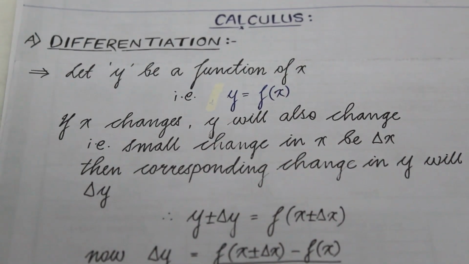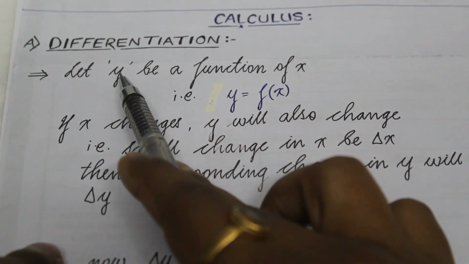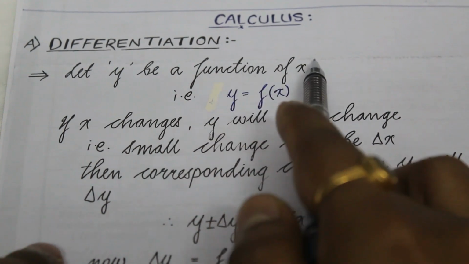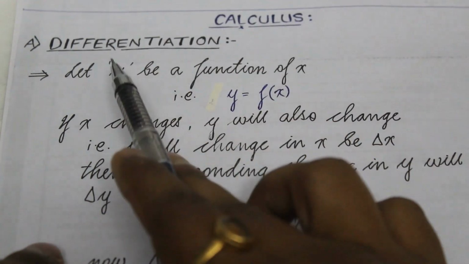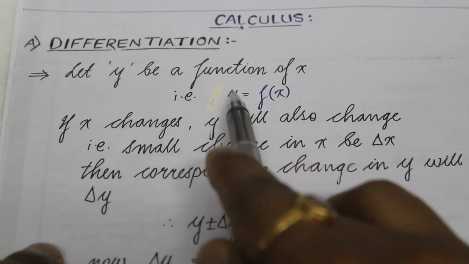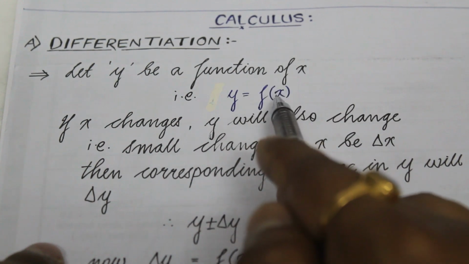Another most important mathematical tool which will be widely used in physics is calculus, and first of it is differentiation. Now what basically is differentiation? Let us study. Let's say y is any variable which is a function of x. It means if you change the value of x, y will change. So it is written as y is equal to f of x, meaning y is a function of x.